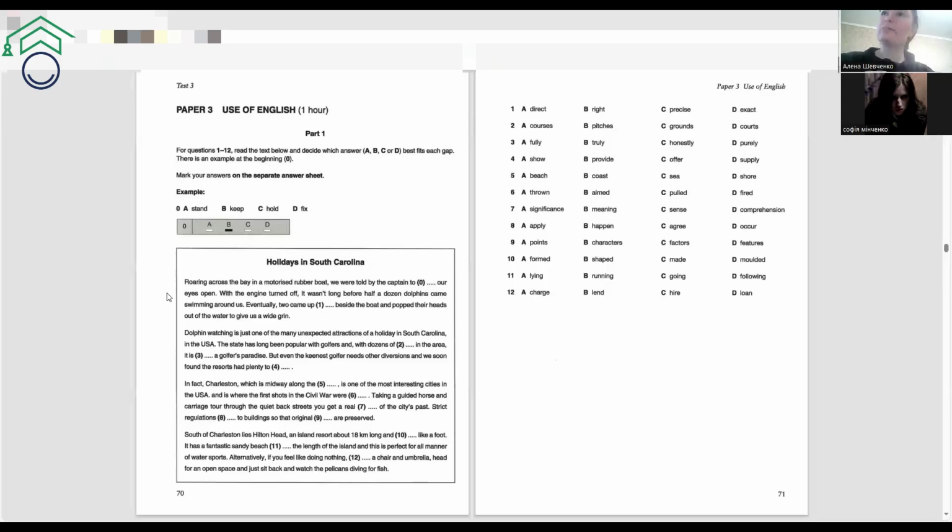Okay, let's make a pause. And now let's look at the words which are offered for filling in the gaps of the first paragraph.